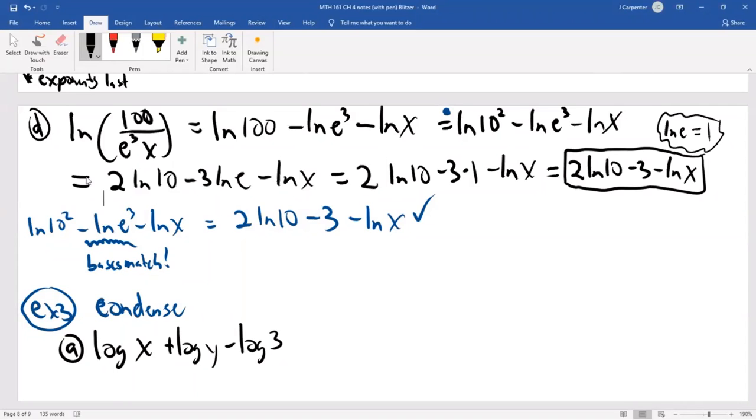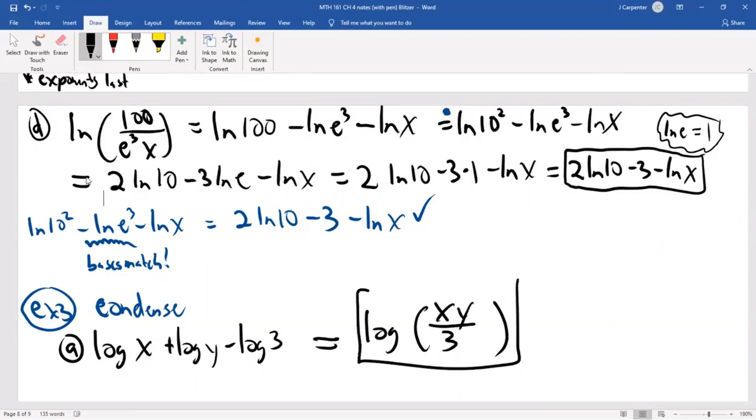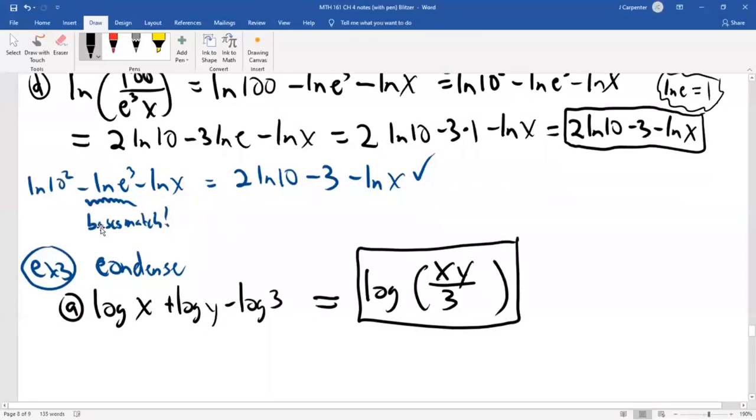Because in order for that to happen, the bases all have to match. Well, that's a log base 10, that's a log base 10, that's a log base 10. So yes, we can condense this into just a single logarithm of some products and quotients. There were no coefficients, so there'll be no exponents here. The x and the y came from positive logarithms, so the x and the y go in the top. The 3 came from a negative logarithm, so it has to go in the bottom. And believe it or not, that's it. That's the answer. It's a pretty easy one to start with.